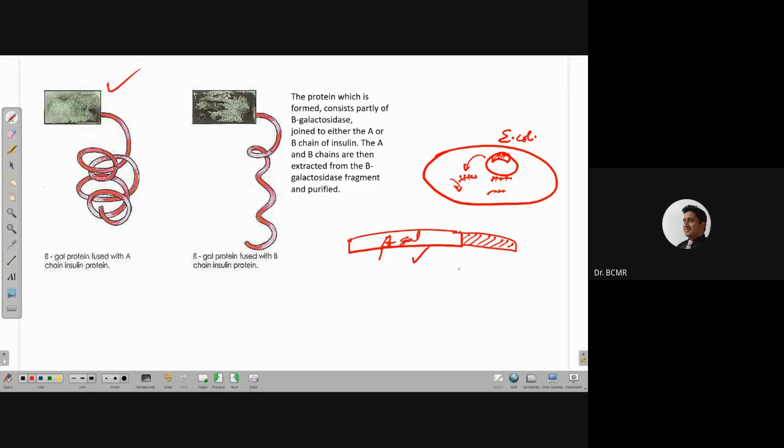Then, insulin has only chain A and chain B. It doesn't have these parts, so we need to get rid of this part. For that, you can use many things. For example, as we discussed in the last class, you can use a peptide that can be recognized by enterokinase, or trypsin. No, trypsin is not useful, but you can use self-cleaving peptides, like we discussed in the previous lecture on piggyBac transposons.